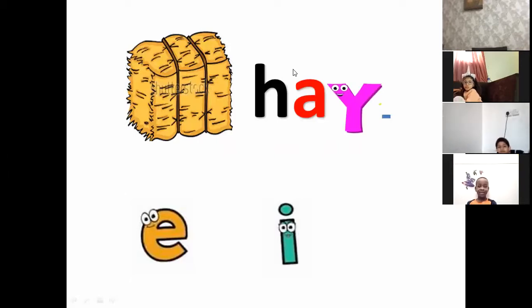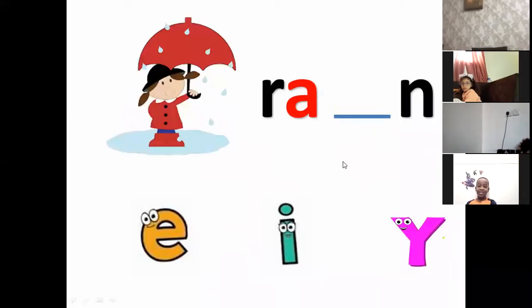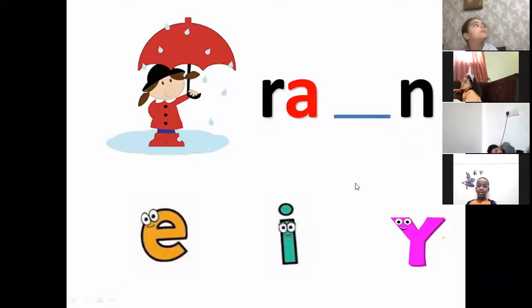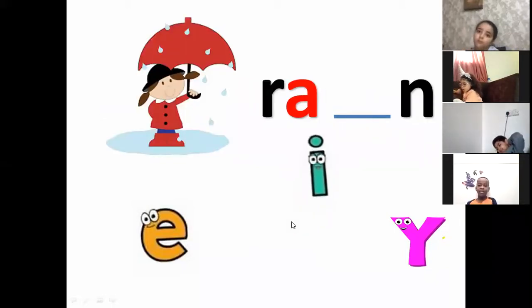Now let's go to choose Alia. Yes, teacher. Yes, Alia, you want to choose the friend here for rain. Here, what is the friend closed and sit in the middle? E, I, Y, choose. I, A and I, closed and sit in the middle.